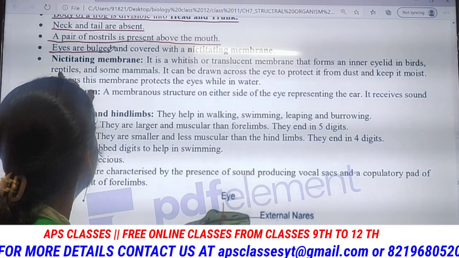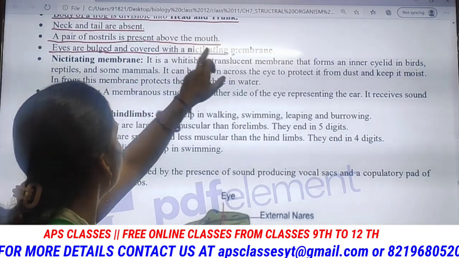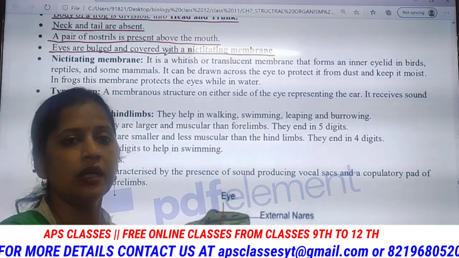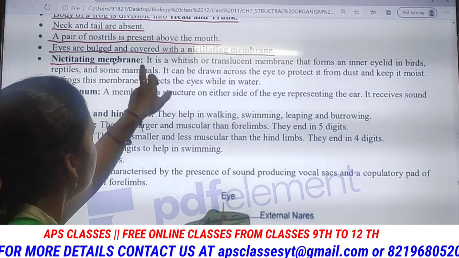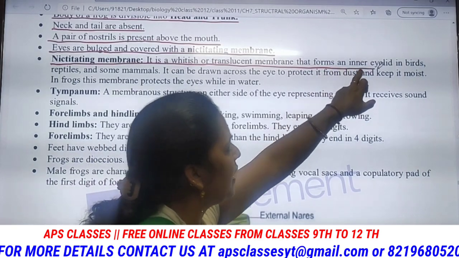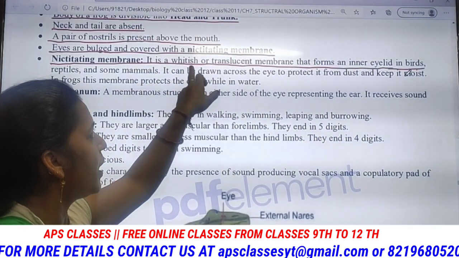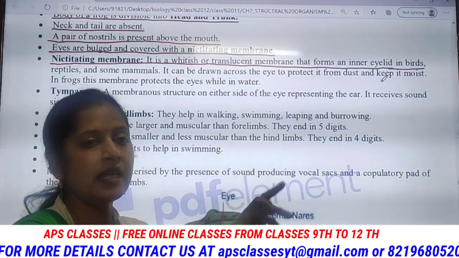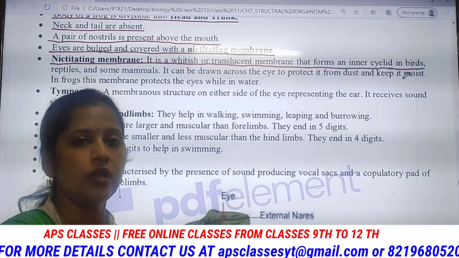Next, eyes are bulged and covered with the nictitating membrane. Eyes उसकी bulged होती हैं and these eyes are covered with the help of the nictitating membrane. What do you mean by the nictitating membrane? It is a whitish or translucent membrane that forms an inner eyelid in birds. ये whitish और translucent membrane है जो inner eyelid form करता है in case of the birds.